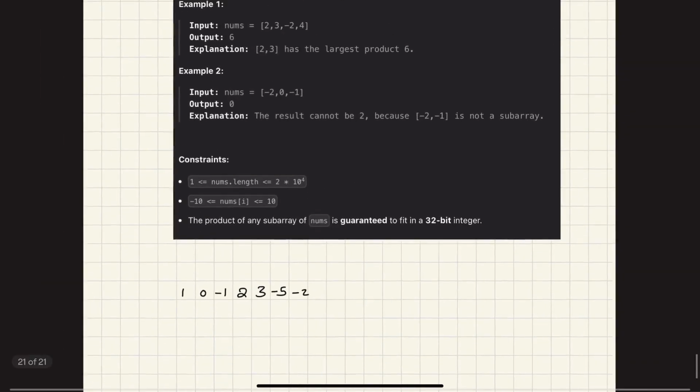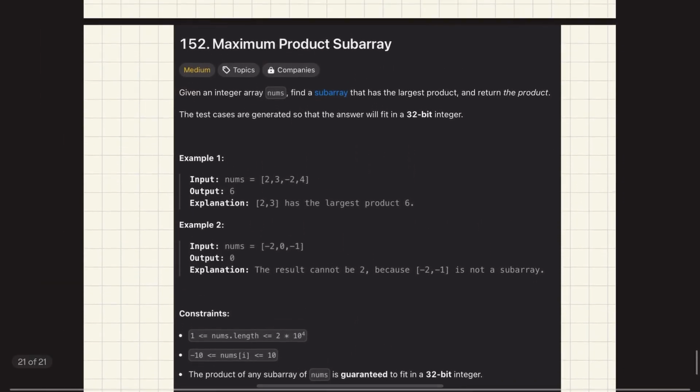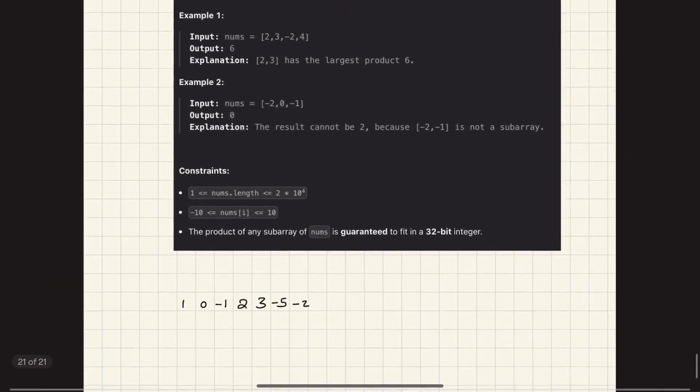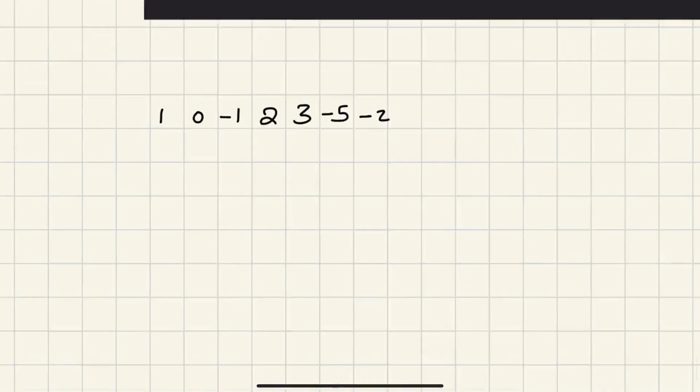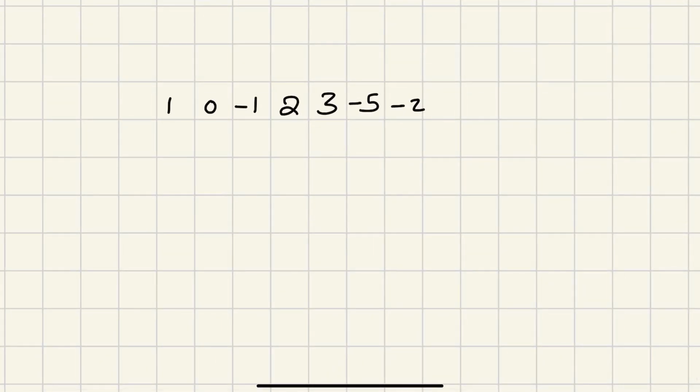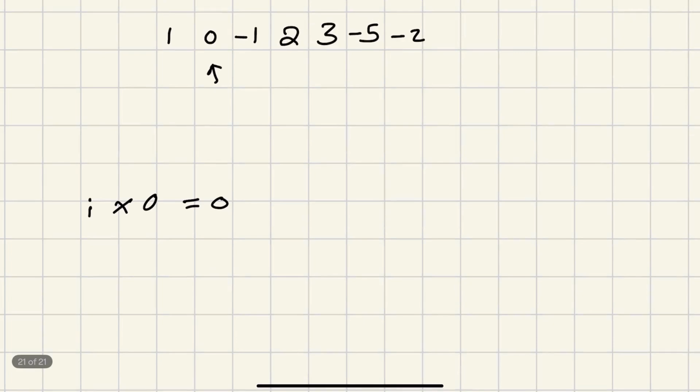The maximum sum of a subarray is different, and that's because we deal with negatives and zeros differently now. A 0 completely kills the product because anything times a 0 is equal to 0. But for the maximum sum, anything plus a 0 is still equal to something, right? So that's why this is different.